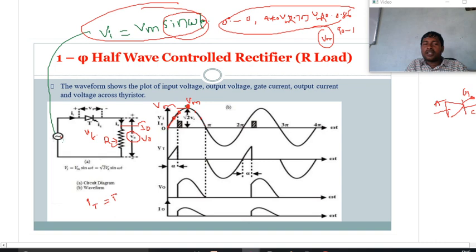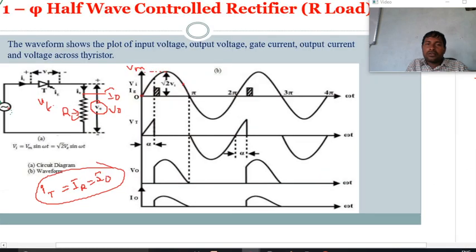Because these are all connected in series, let me zoom this one so that you can see it clearly. So this is a waveform, nothing but Vm. This is the Vm magnitude. This is changing with respect to the alternating supply, positive and negative. This is the AC input.